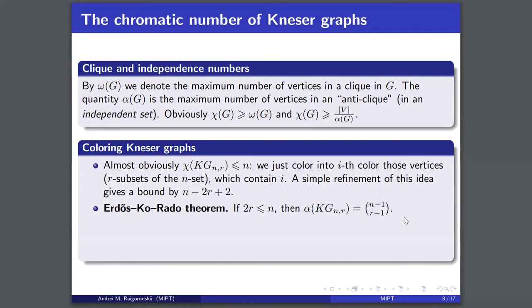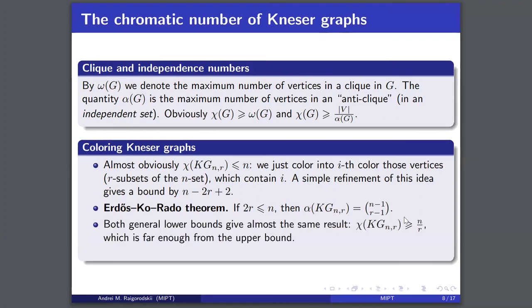Yes? So this is a very simple lower bound for alpha. There exists such an independent set of cardinality n minus 1 choose r minus 1. It exists. So alpha is, of course, bounded from below by this binomial coefficient. The beauty of this theorem is to prove that it's impossible to create a bigger independent set in this graph. And this is much more non-trivial. It is said here that both general lower bounds give almost the same result. Let us discuss it a little bit more precisely, accurately.